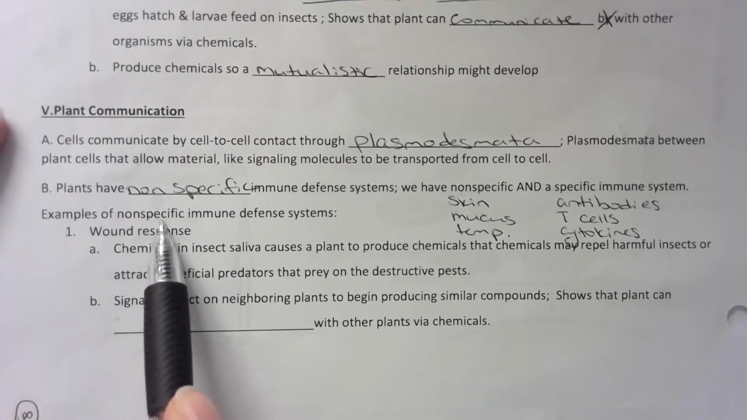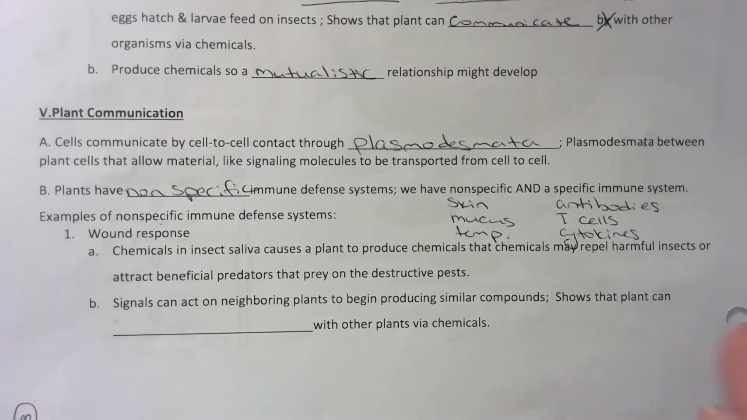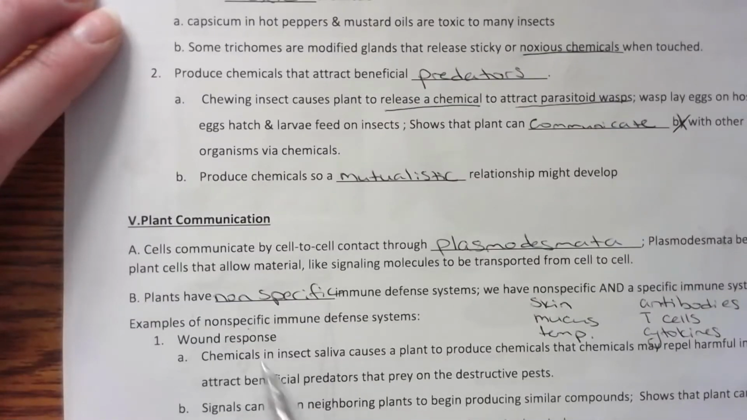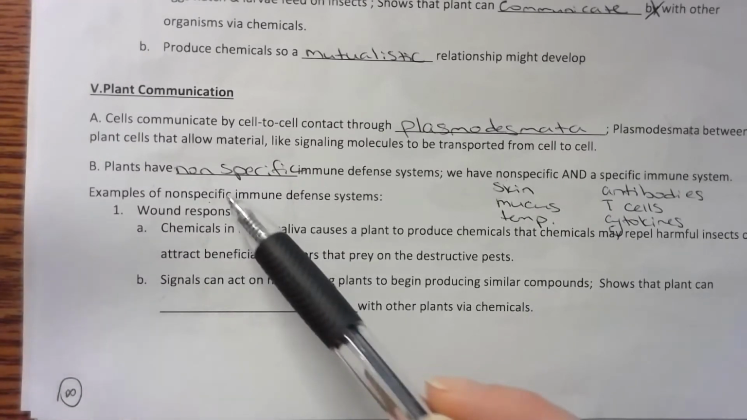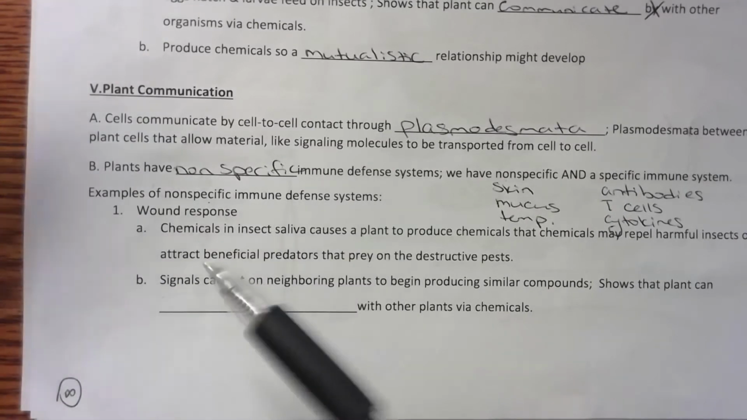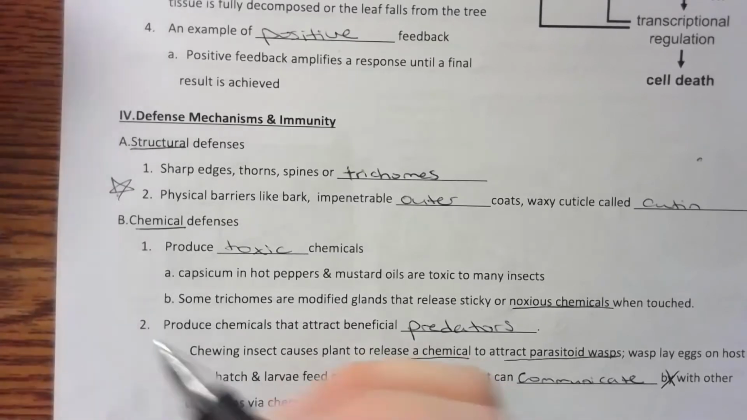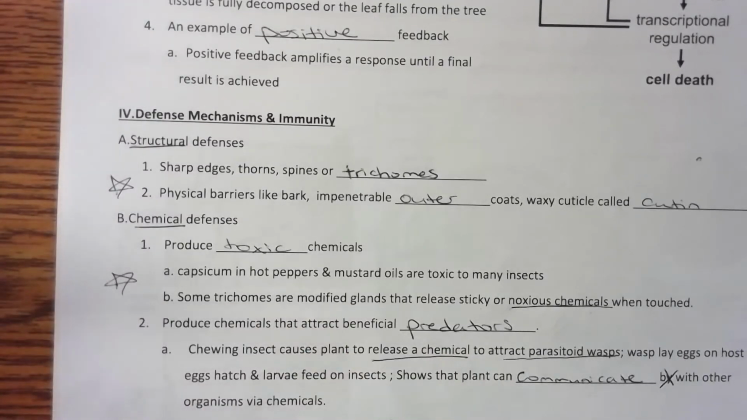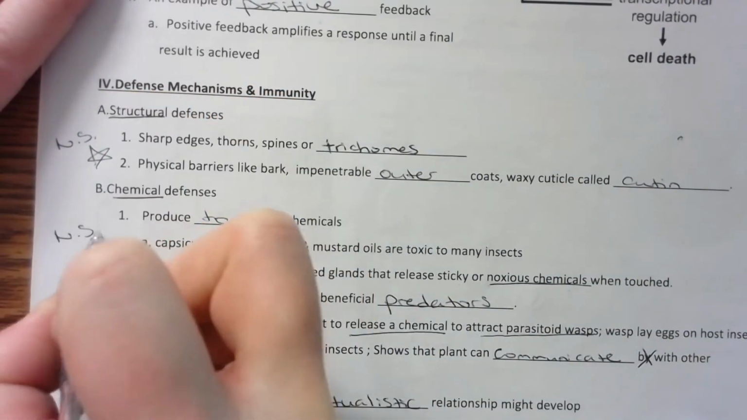So non-specific immune defense systems for plants. They'll ask you about this on the test, and I mean, it's pretty obvious what examples are for plants, so I think you guys would get it anyway. But any of these up here are non-specific because they're just going to act in general against many predators, non-specific.